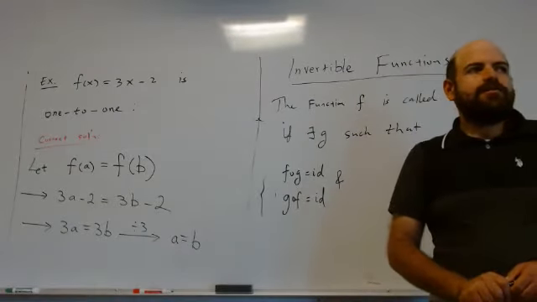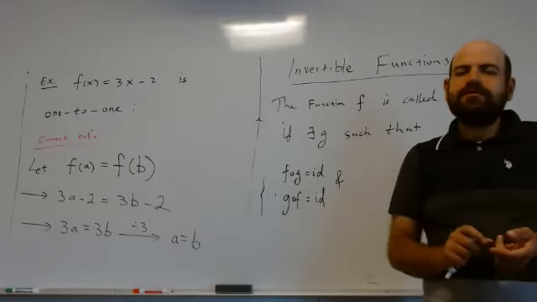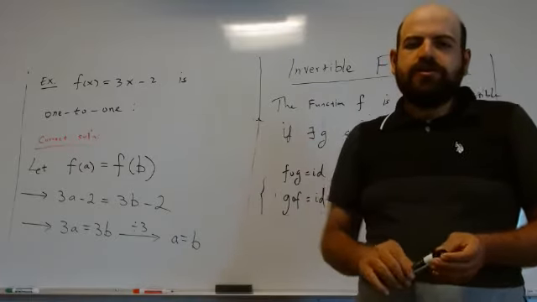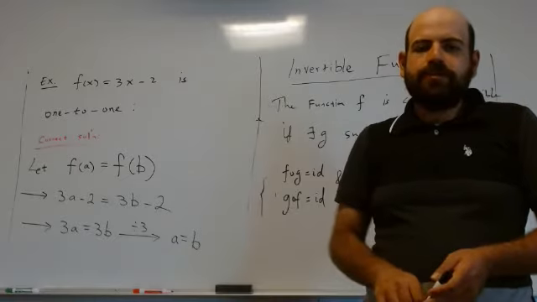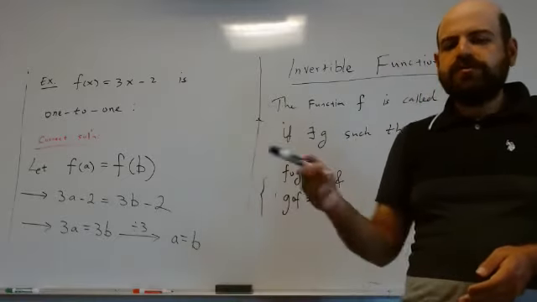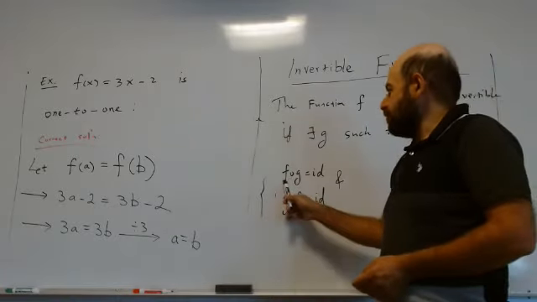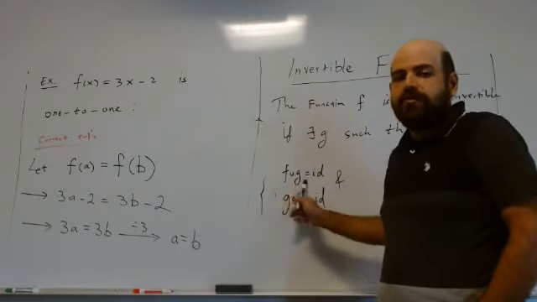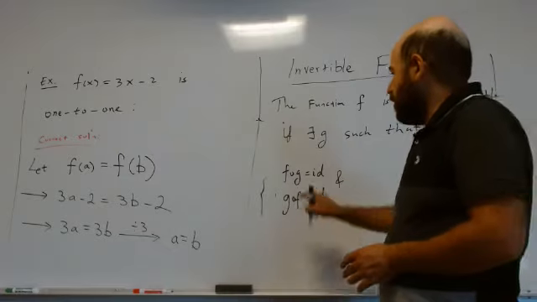I can compare this with the inverse of a number. For example, the inverse of 2 is 1 over 2. Why? Because when you multiply 2 with 1 over 2, you get 1. Or the inverse of 3 is 1 over 3, because 3 times 1 over 3 gives 1. So f is called invertible if there's another function g such that when you compose them, so instead of multiplying them, here we have to compose the functions.